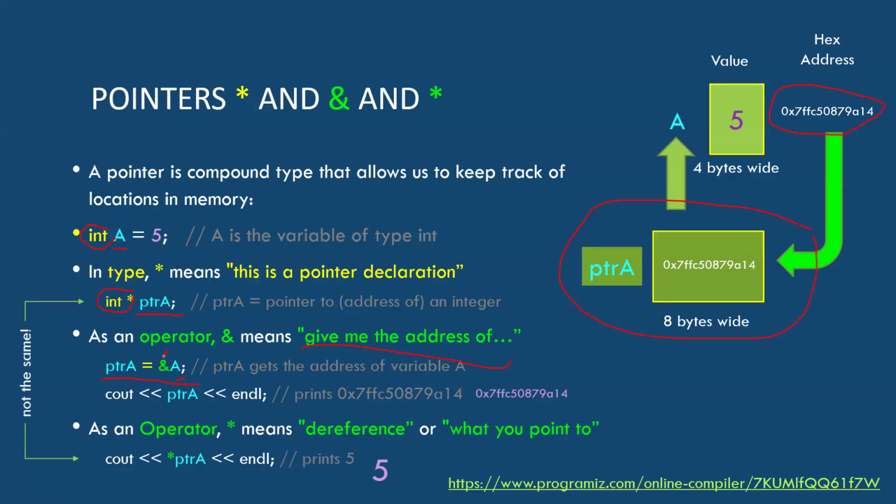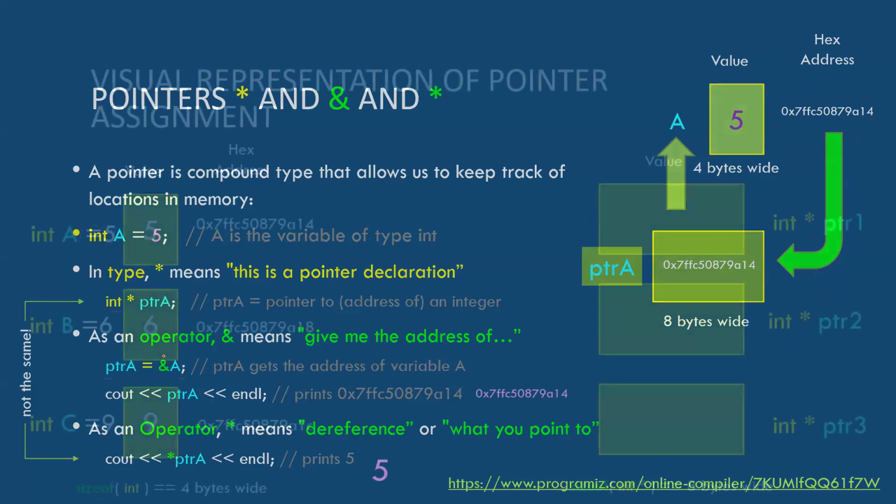Does an address have an address as well? Yes, it does. PTRA itself has an address. So if I had its address, then I have a double indirection. So you could get some crazy, crazy code that way. Yeah, for sure. Without a doubt.